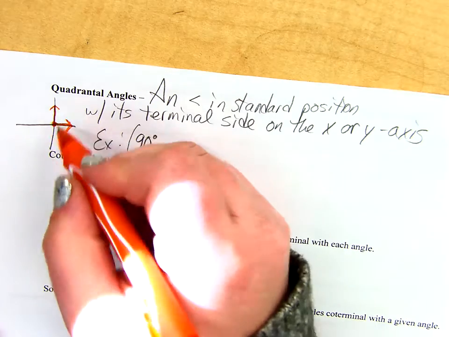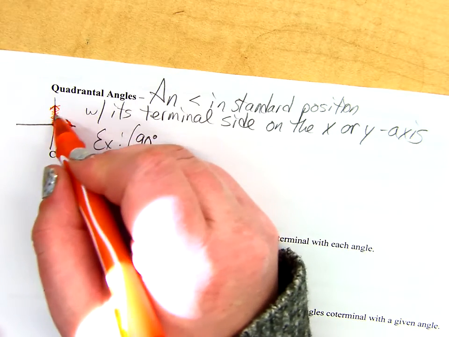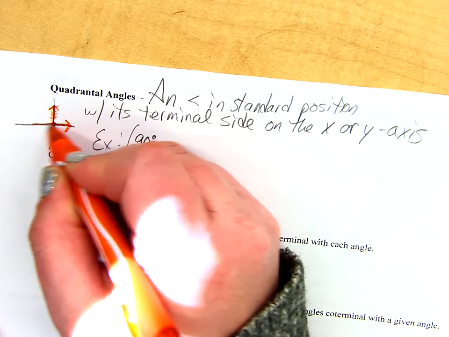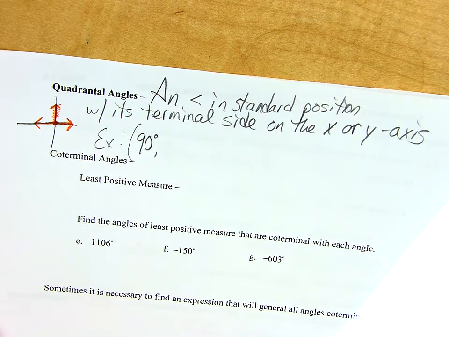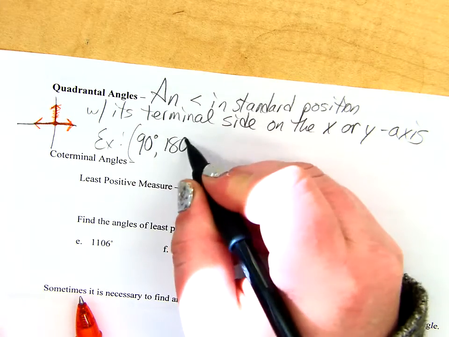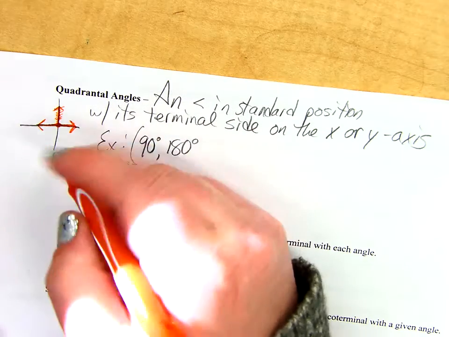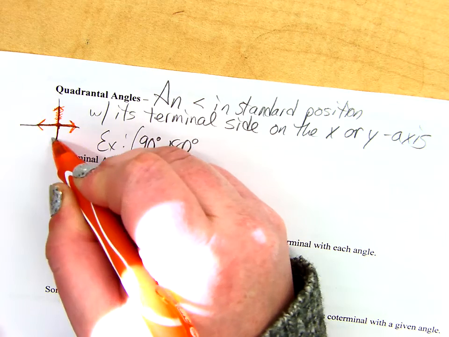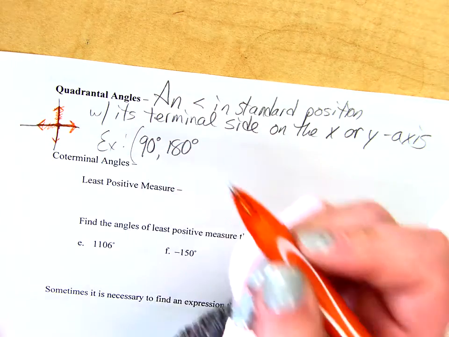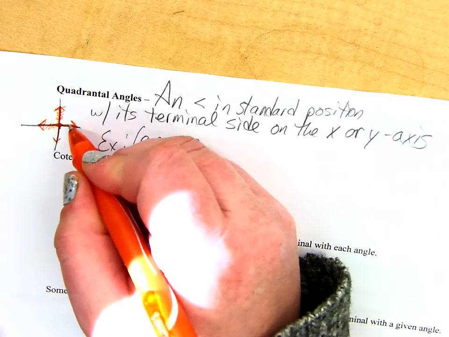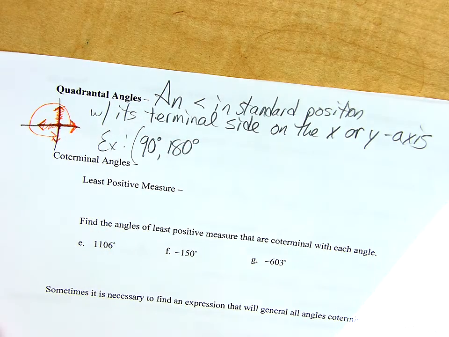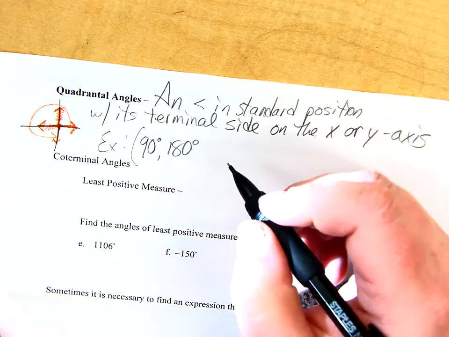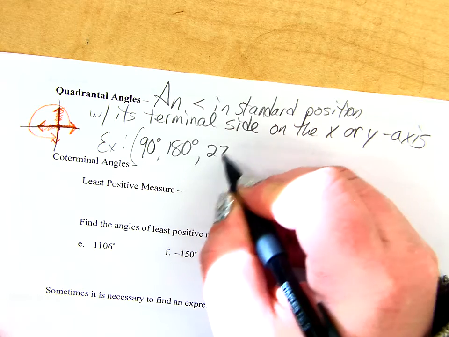What would you call it if it wasn't there, if it was right over here? What's the measure of that angle? 180, right? 180 is another one. What is it if it's here? Be careful now, because you are now measuring from here all the way around to here. What would that measurement be? 270, right? 270.